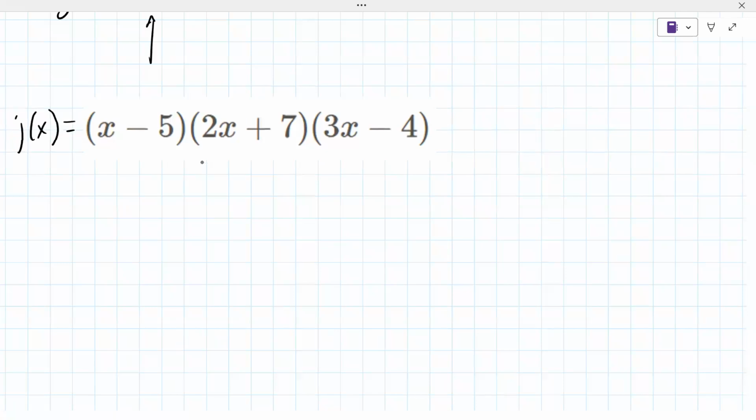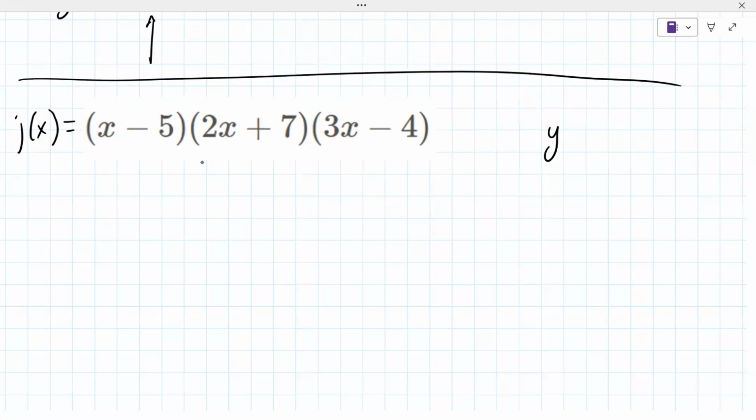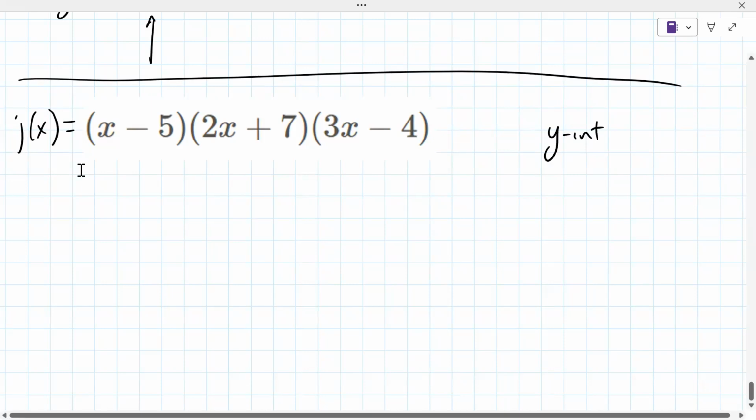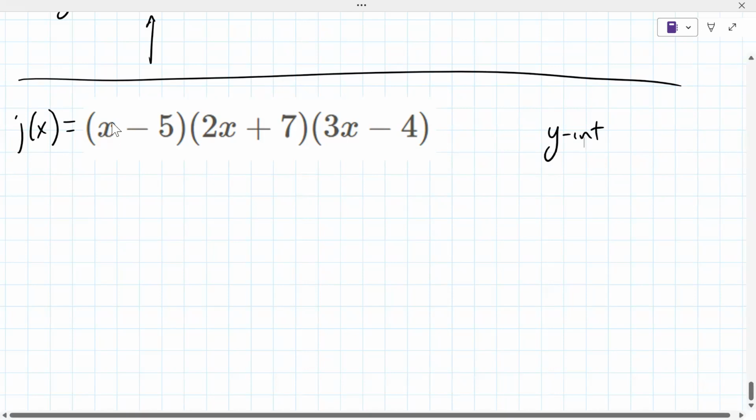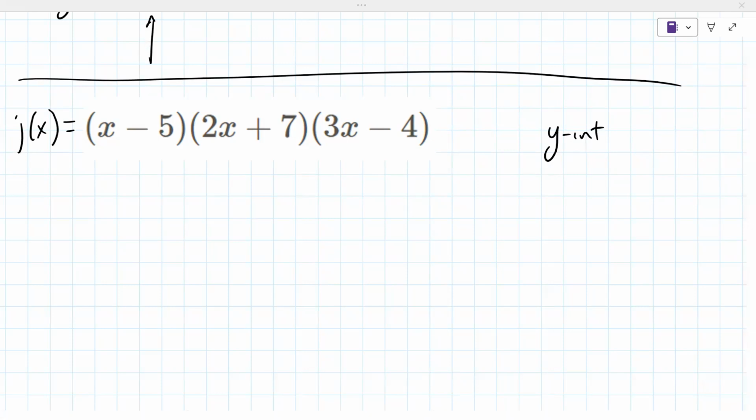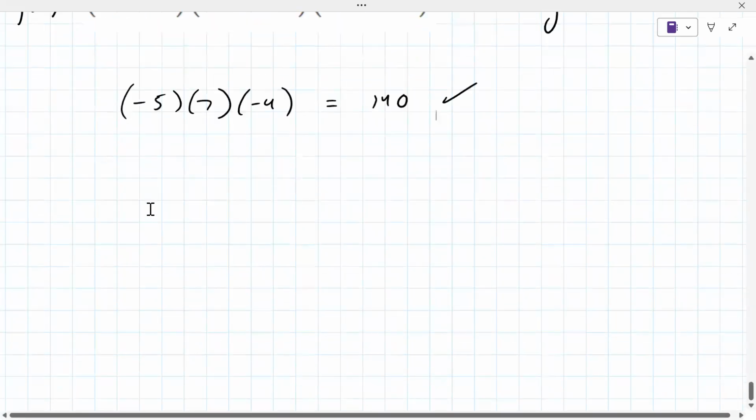So let's do it for this one. This is a better question. What is the y-intercept? Which means I'm asking you to put 0 in for x. It is not 0 this time. You have to put 0 in, then multiply or add and then multiply. But give this a try, please. Is it 140? Is that way off? No, it's not way off. It ends up being -5 times 7 times -4, which is 140. Good.